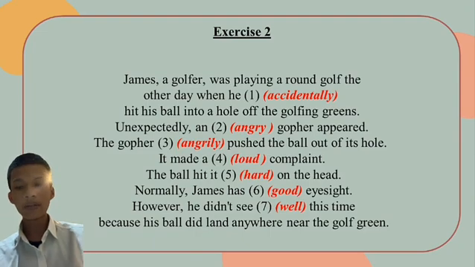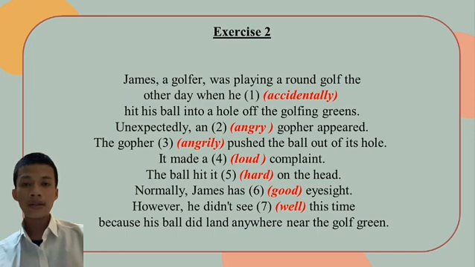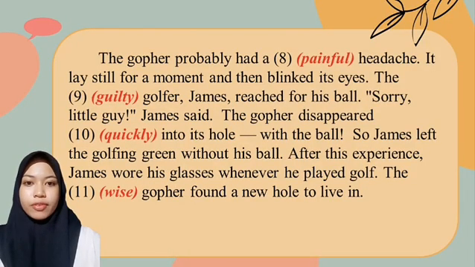James, a golfer, was playing golf the other day when he accidentally hit his ball into a hole on the golf greens. Unexpectedly, an angry gopher appeared. The gopher angrily pushed the ball out of its hole. It made a loud complaint. The ball hit it hard on the head. Normally, James has good eyesight. However, he didn't see well this time because his ball didn't land anywhere near the golf green. The gopher probably had a painful headache. It lay still for a moment and then blinked its eyes. The guilty golfer, James, reached for his ball.